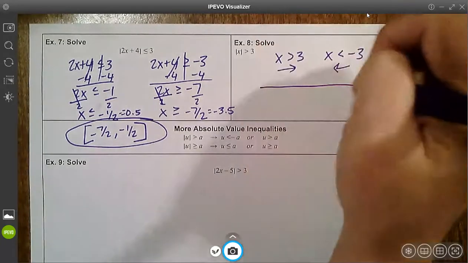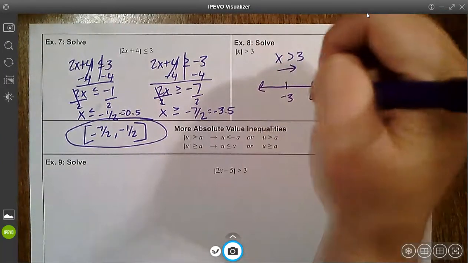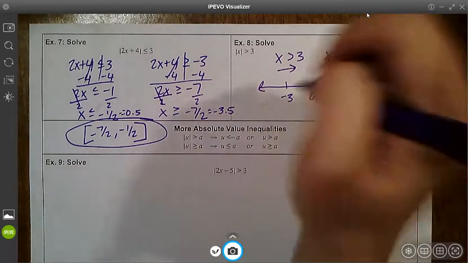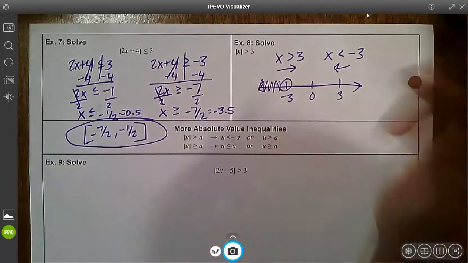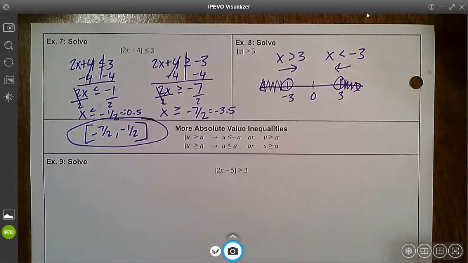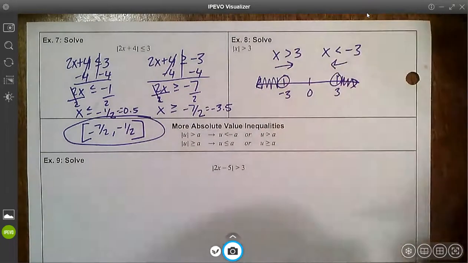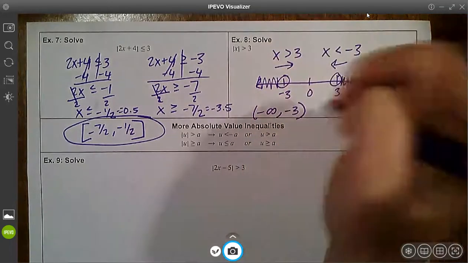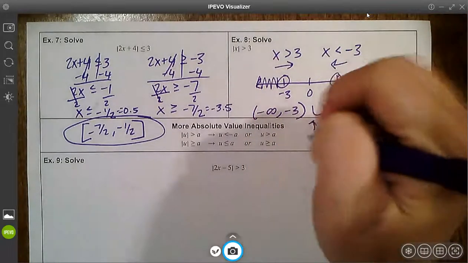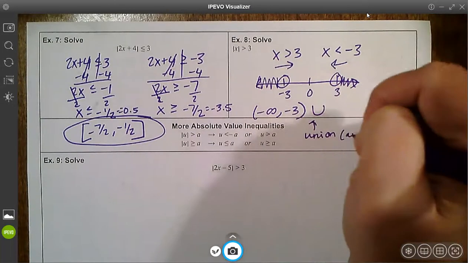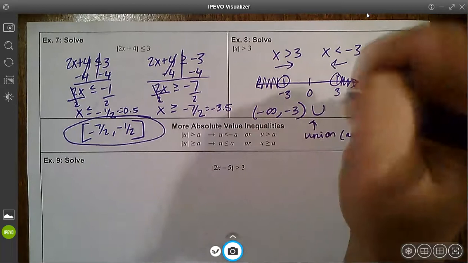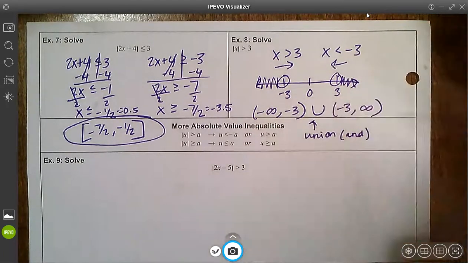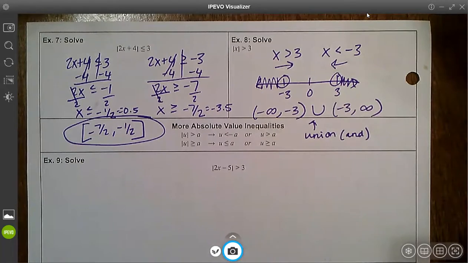If we write it on a number line, we have our -3 and our 3. If x is less than -3, we have to shade this way. If it's greater than +3, we have to shade this way. So this one is going to be 2 separate interval notation. We'll have it from -infinity to -3. And then this is called a union, which just means and, from 3 to infinity. It's just a symbol that means both of these things satisfy this equation.